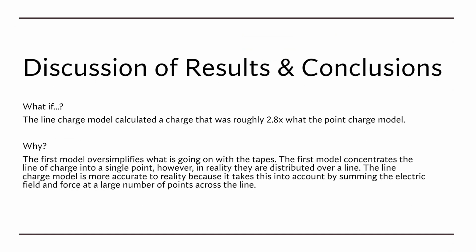So the line charge model calculated a charge that was roughly 2.8 times what the point charge model did. So why did that happen? The first model oversimplifies what is going on with the tapes. The first model concentrates the line of charge into a single point. However, in reality, they are distributed over a line.